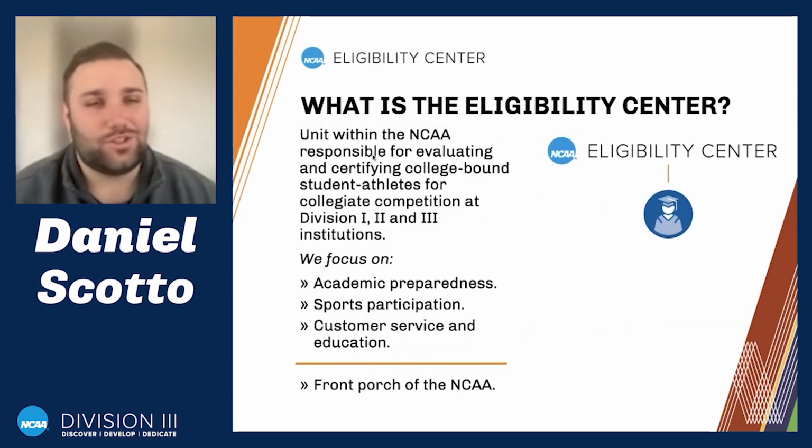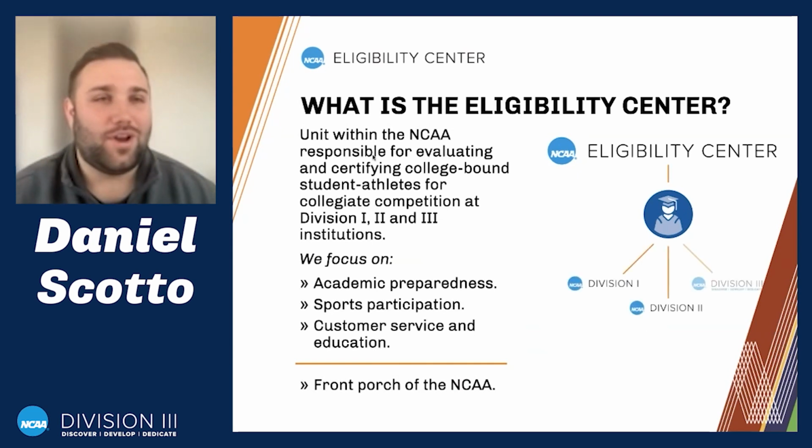So who is the Eligibility Center, what we are, just as a reminder before we get started here. We are a unit within the NCAA that's responsible for evaluating and certifying those college-bound student athletes to compete at the Division I, II, and III level. We refer to ourselves as the front porch of the NCAA, meaning that students have to go through us first before they get to their field or their court to participate in the sport at whatever division they get recruited to.